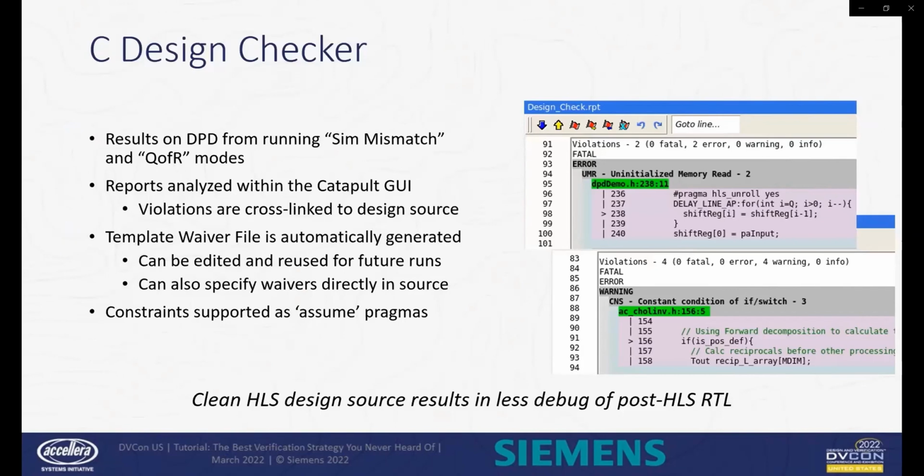Furthermore, since it's a formal-based tool, some constraints may be necessary to guide those formal checks along the correct path, and these constraints also come in the form of pragma statements in the code, specifically assume pragmas. In summary, Catapult Design Checker enables you to produce cleaner HLS design source without need to push the design through synthesis or even simulation, ultimately resulting in less debug of your post-HLS RTL.